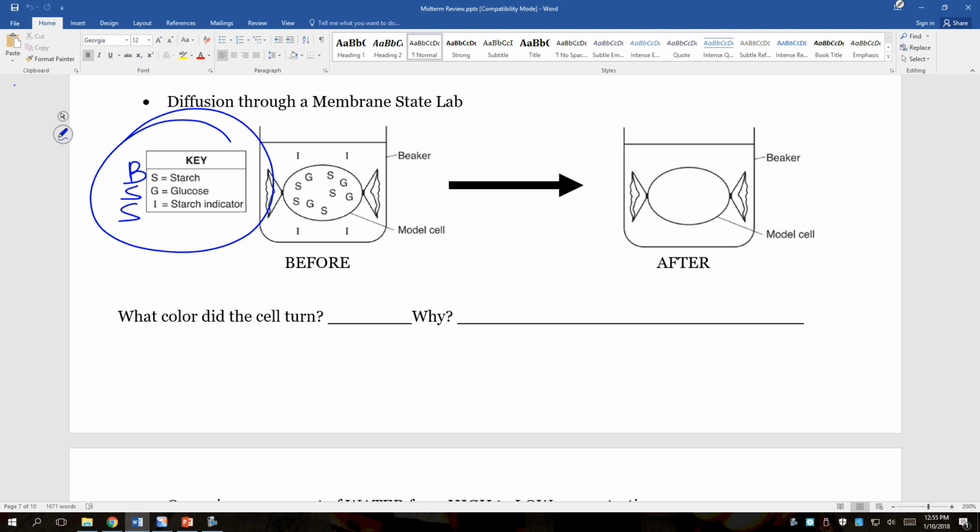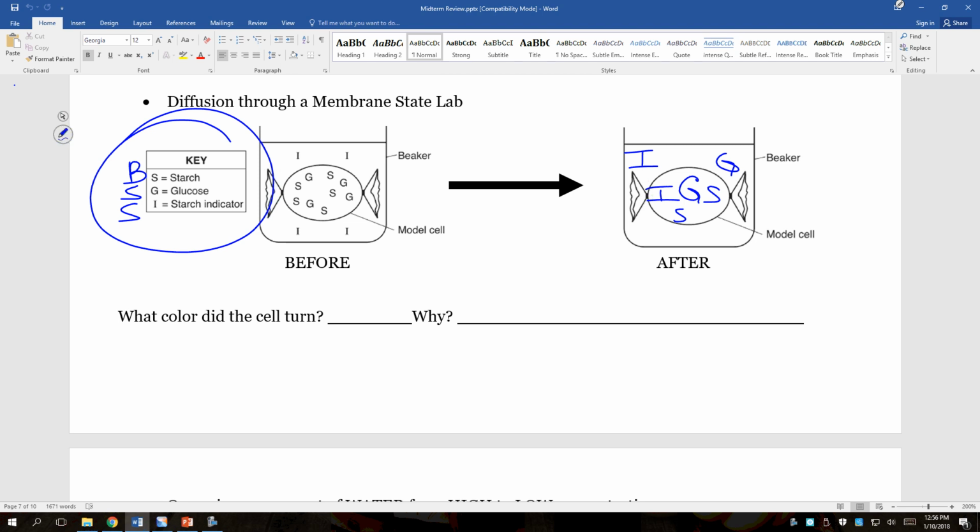Because of that, iodine initially is on the outside. Iodine still stays on the outside, but it's capable of diffusing in. Remember, when it's equal on both sides, we call that equilibrium. Next up, we have glucose. Glucose, also a small molecule. That means it's going to be on both sides because it's able to diffuse out of the cell. And then finally, starch. Starch is a big molecule. It's not going anywhere. It's stuck inside of the cell.